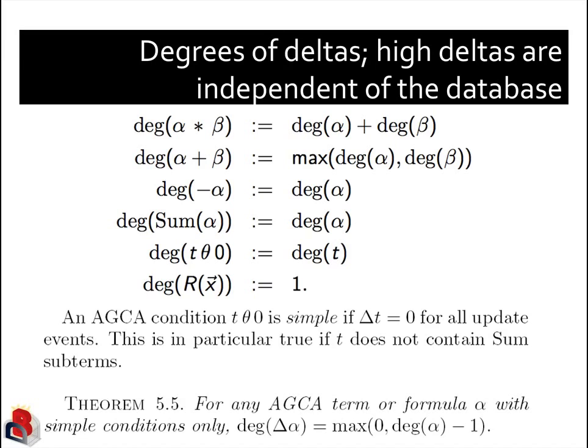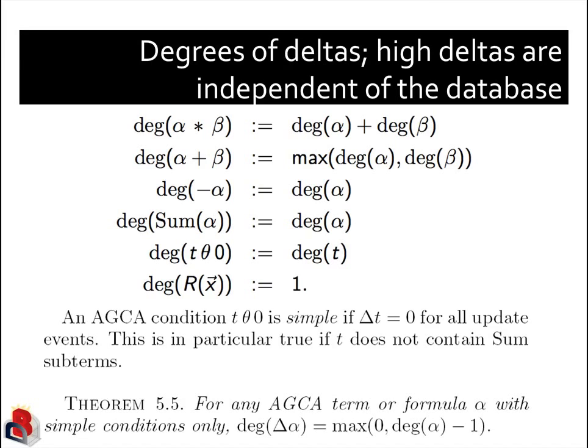We have also an additional definition that we say a condition is simple if no relation occurs in it. In that case, the delta of the condition is actually 0. In case that you have only simple conditions, the degree of the condition is also 0 here. We have a theorem that for any term, for any expression, any query of our language that uses only simple conditions, the degree of the delta is one less than the degree of the query, unless the degree of the query is already 0. So that's exactly the theorem that we wanted.